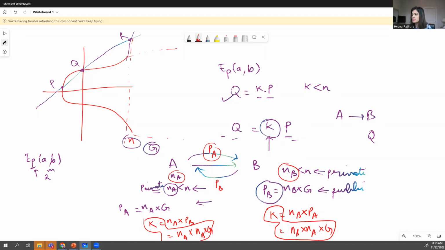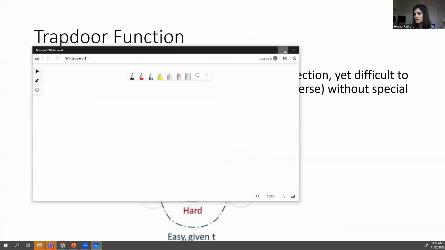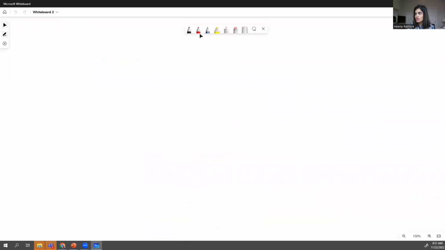How does the encryption happen? This was just the key exchange. Now let's get back to the key exchange protocol. Let me open the whiteboard once again.